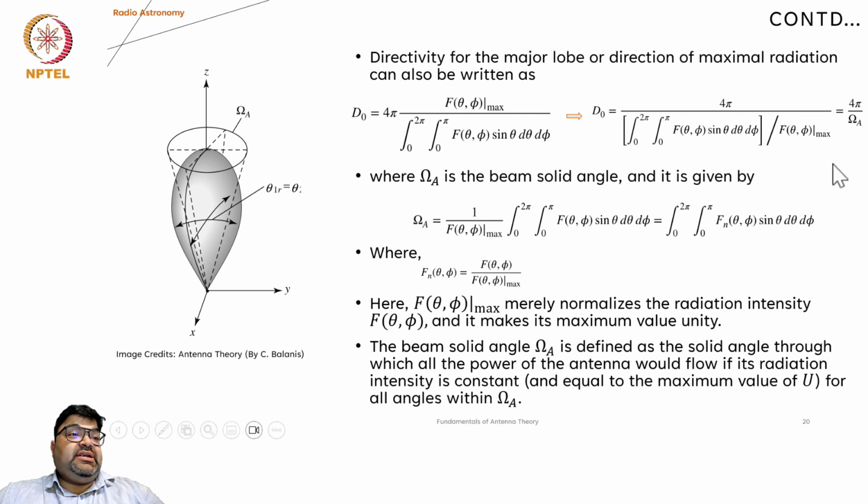Directivity for the major lobe, or direction of maximum radiation, can also be written. For the major lobe, it can be written in terms of the beam solid angle, where omega A is the beam solid angle and is given by this particular formula.